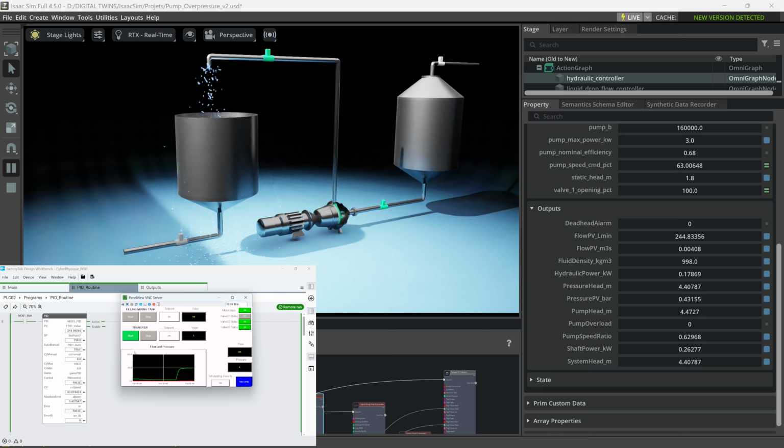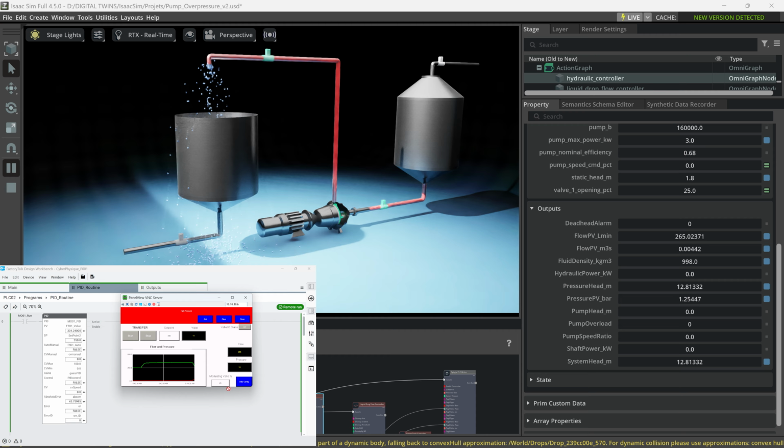Now, let's simulate a real industrial problem. Imagine that a valve suddenly closes while the pump is running. When the valve closes, the resistance in the pipeline increases dramatically. The flow begins to drop, but the pump is still pushing energy into the system. So the pressure starts to rise.